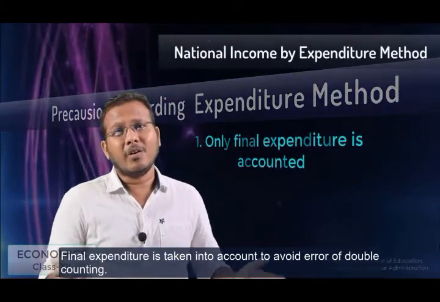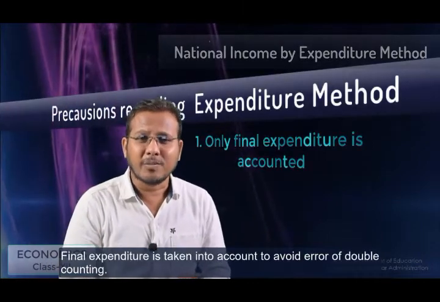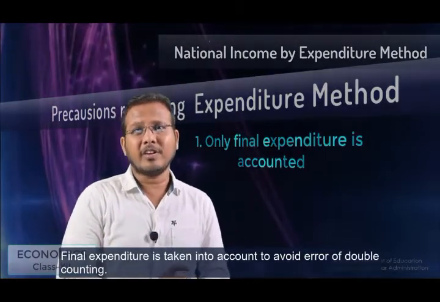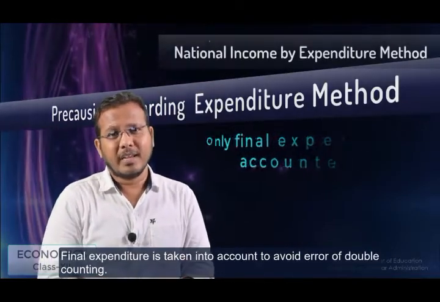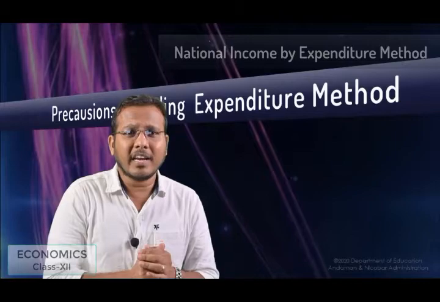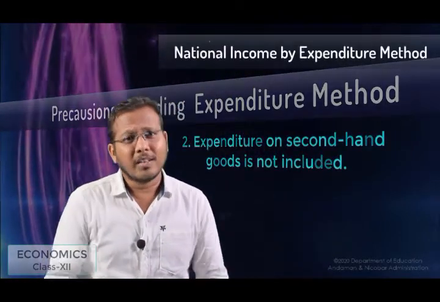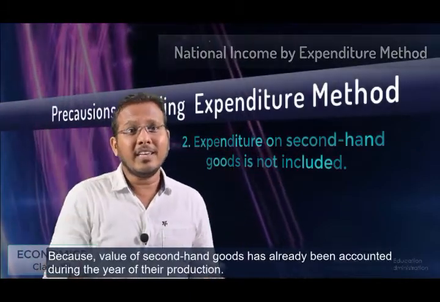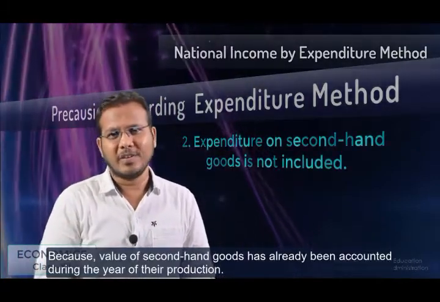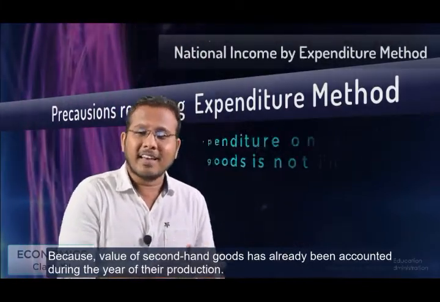So here we will not include any kind of intermediate expenses in the expenditure method. The expenditure on intermediate goods and services must be avoided. Second, the expenditure on second-hand goods is not to be included. Why? Because the value of second-hand goods is already taken into account during the year of their production. So that's why we will not include the expenditure on second-hand goods.